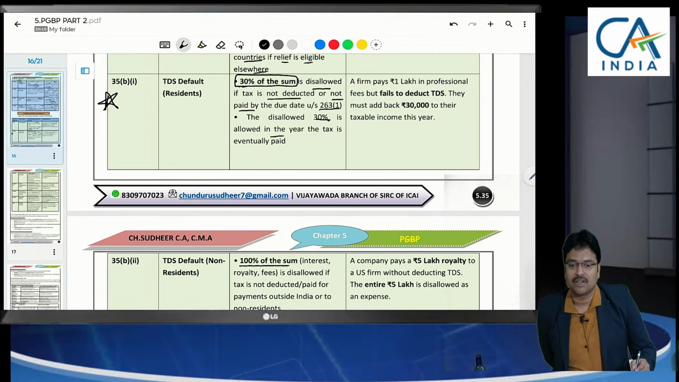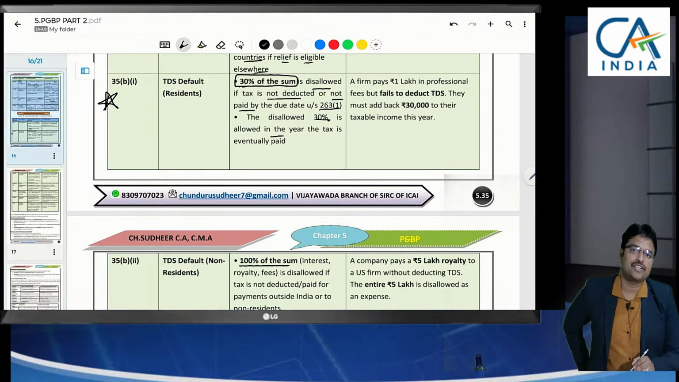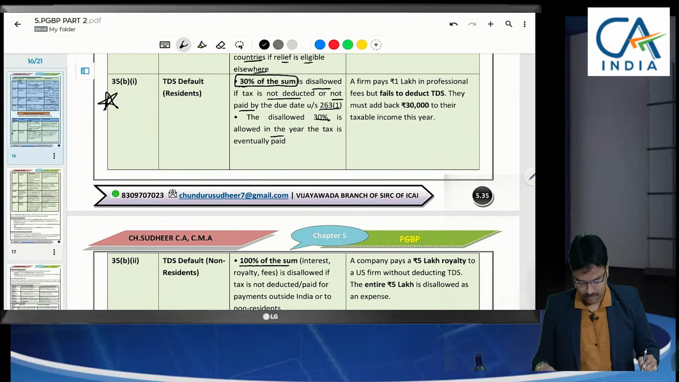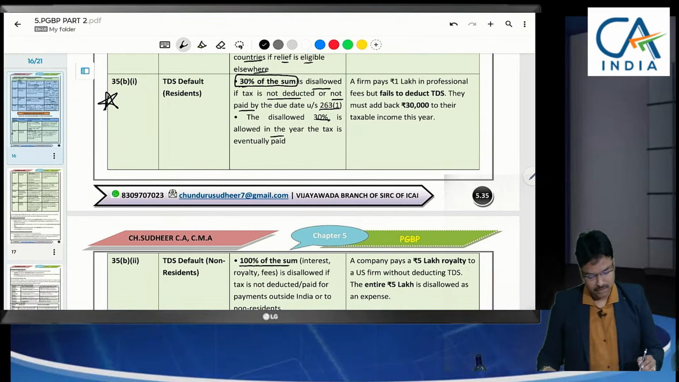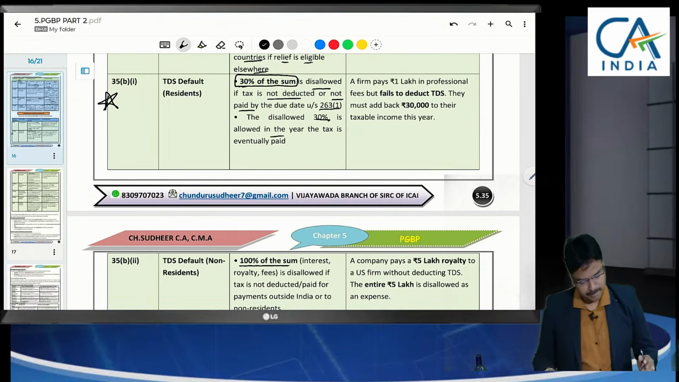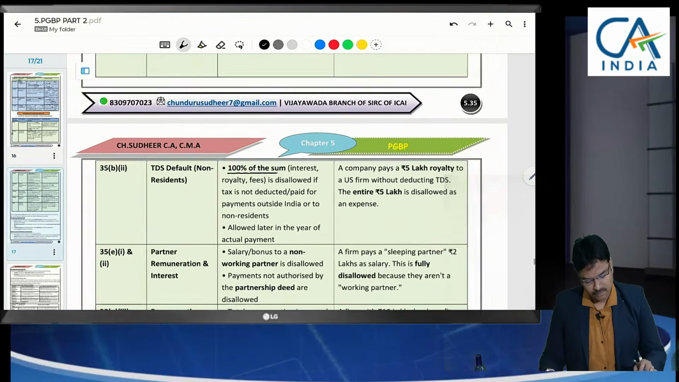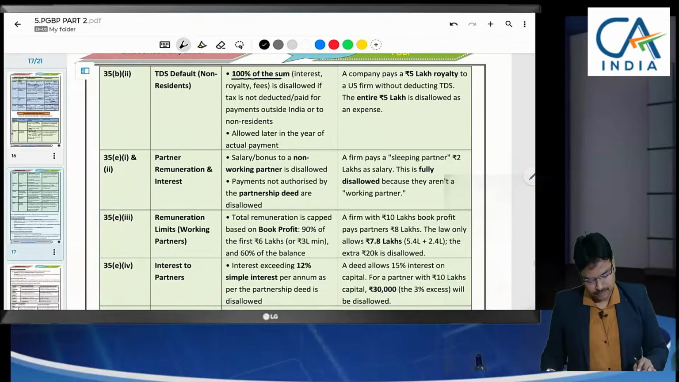30% will be disallowed. Sir, next year if they make payment, next year it will be allowed. In the year of payment you can claim.